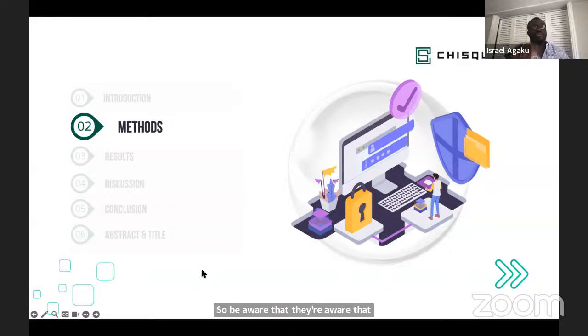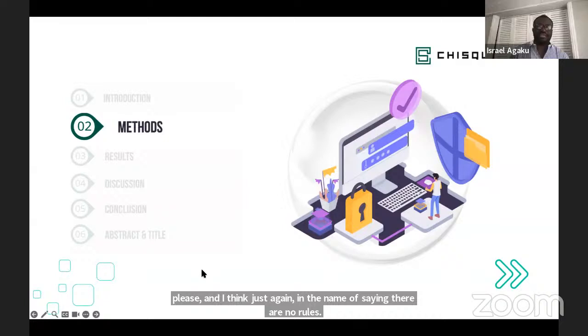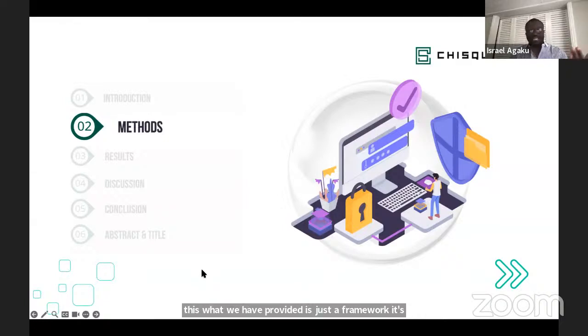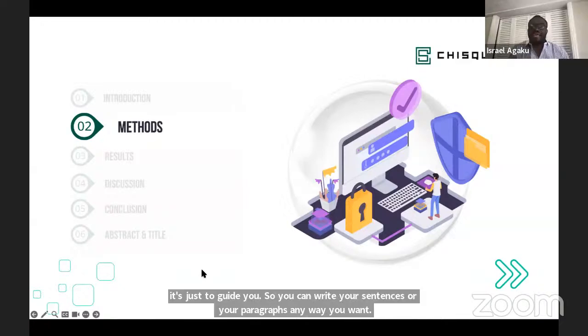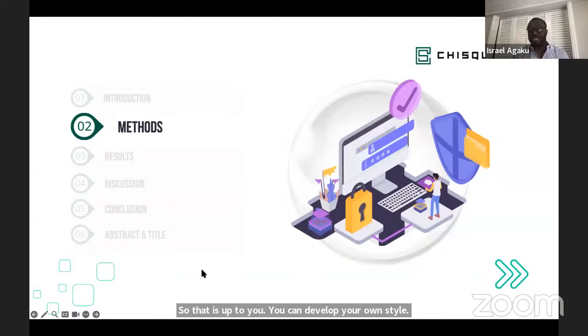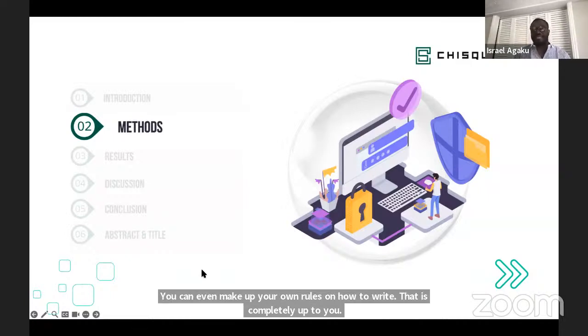Now, please, another thing, just again, in the name of saying there are no rules, what we have provided is just a framework. It's not to say go and take it and apply it rigidly. No, it's just to guide you. So you can write your sentences or your paragraphs any way you want, right? That is up to you. You can develop your own style. You can even make up your own rules on how to write. That is completely up to you. What we've just provided is a framework to help you in thinking of developing a scientific piece.